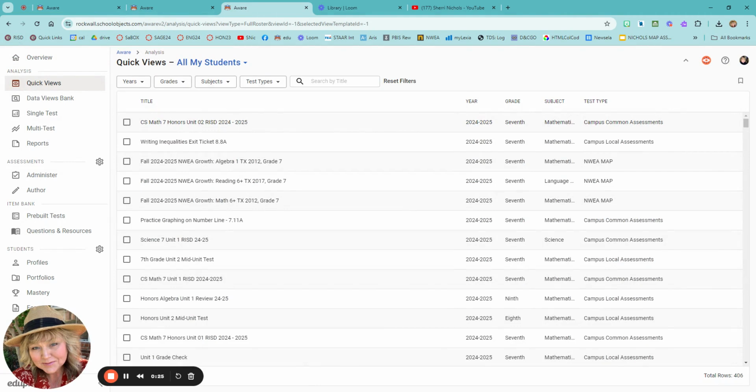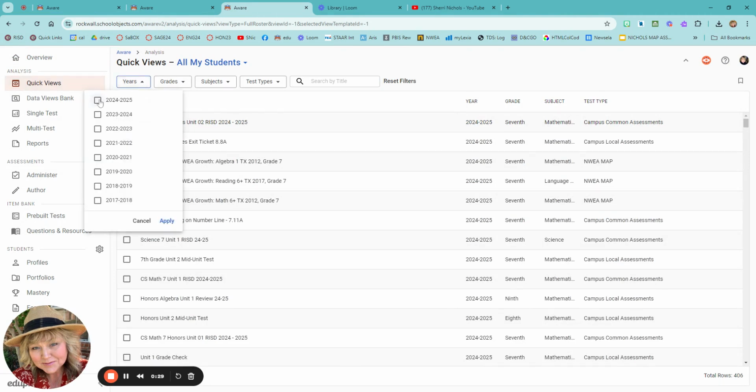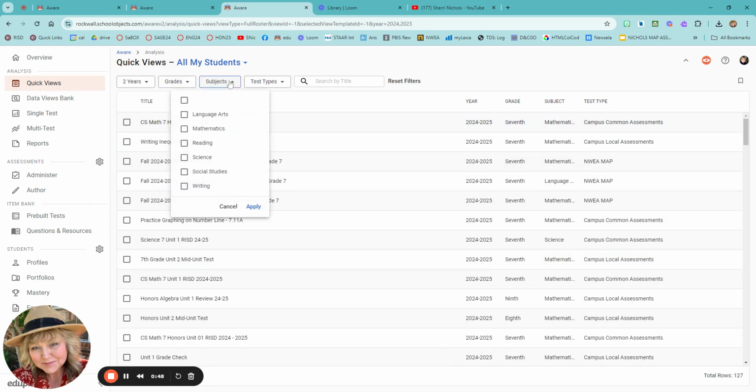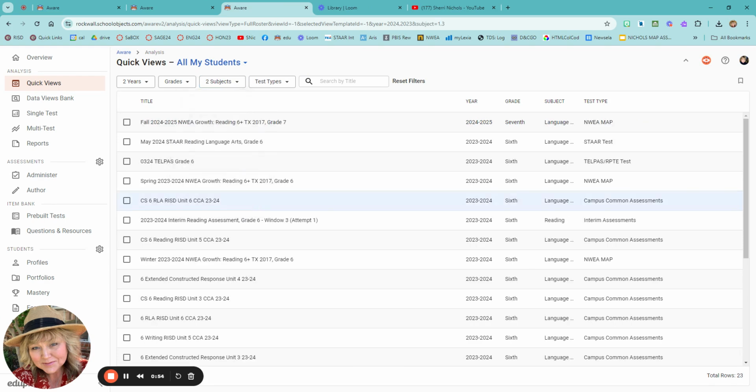And then from Quick Views, you want to start off with years. That's how I start. Typically, I'll just pick the year I'm in, but since I don't have a lot of data yet this year, I'll go ahead and look at last year's 23-24, and you push Apply. And then it will populate some tests, but I still need to narrow it down. So I'll go into, in this case, subjects, language arts and reading, and apply. And then that narrows it down as well.